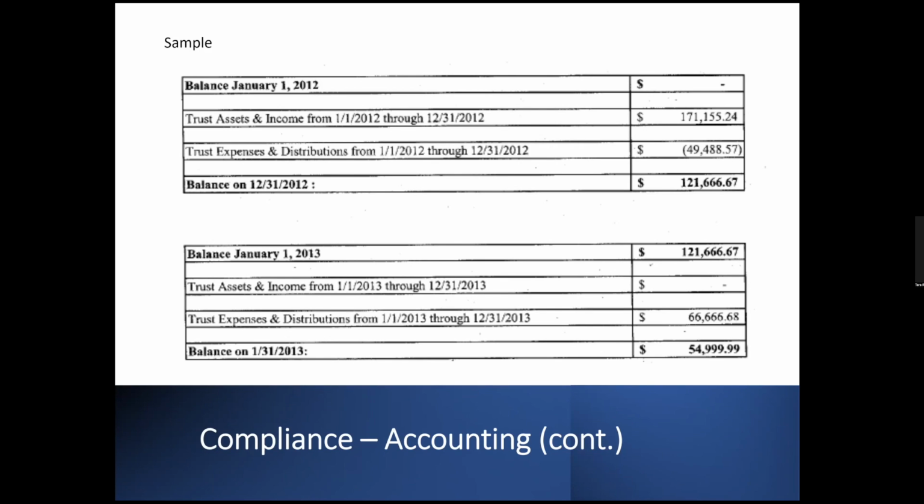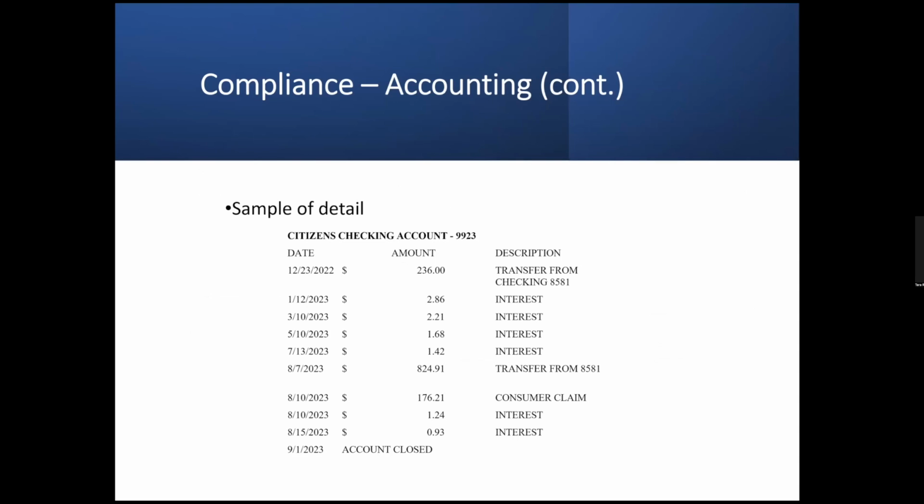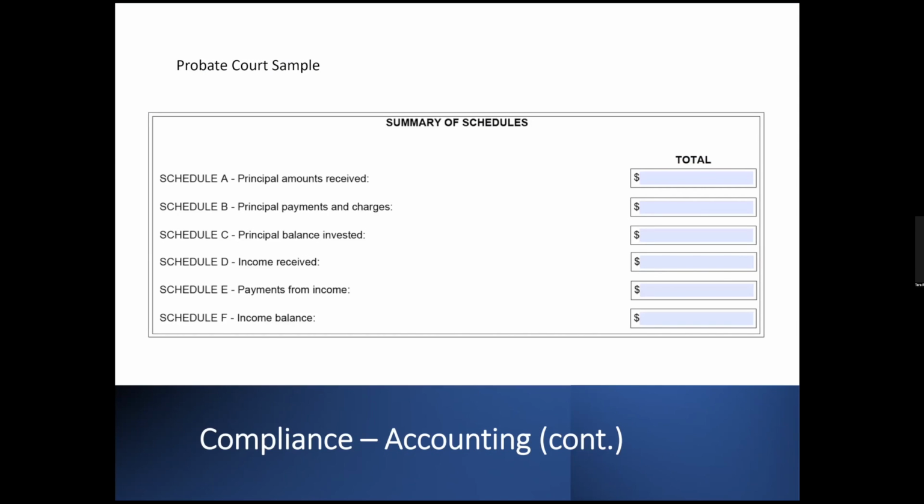Next is an example of a high level of detail. So here's a little snippet of one that shows, literally how many pennies of interest was paid out on various accounts. If you have to do an accounting that's supervised by the probate court, then they want you to do schedules A through F with this principal and income accounting, which is a lot of fun.